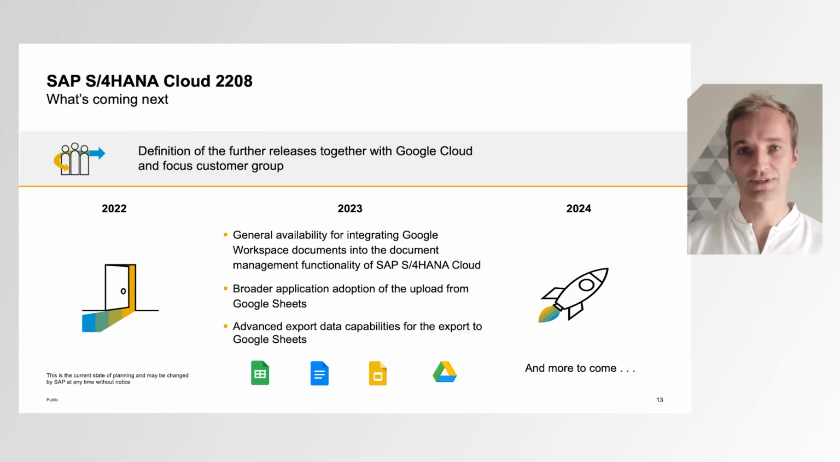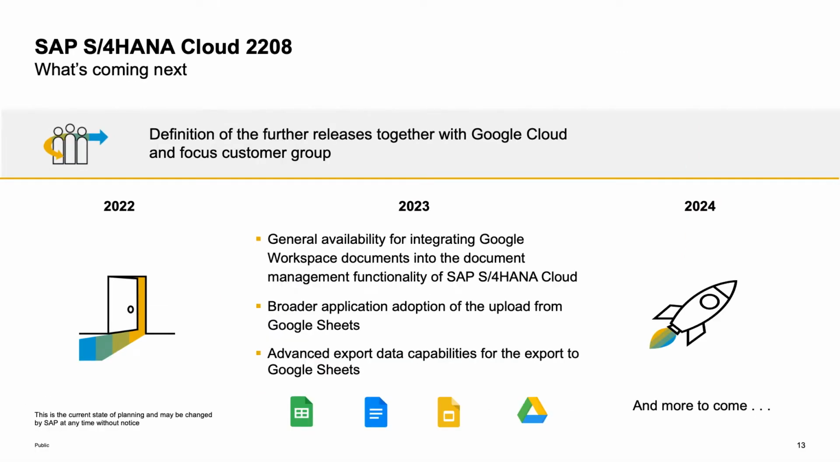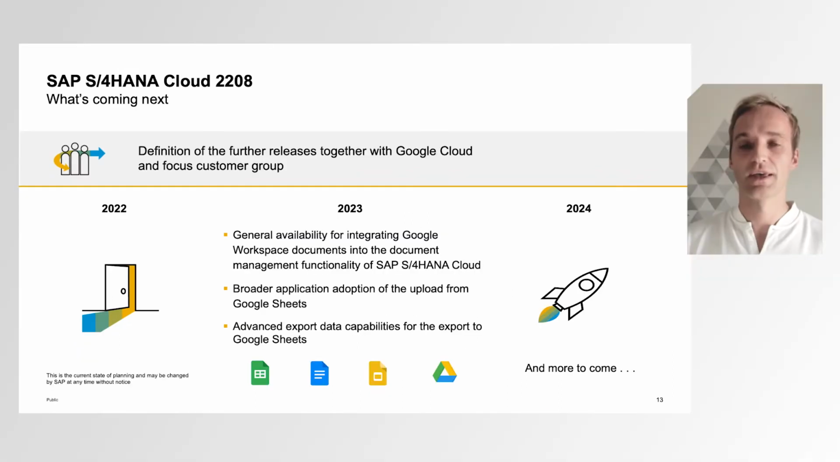We are working intensively together with Google Cloud to deliver the best possible integration. In 2023, we are focusing on the document management, enhancing our document management service with an integration with Google Workspace. To be able to link Google Workspace documents with SAP Business Objects to find and work Google Workspace documents directly from SAP S/4HANA applications. We will also deliver a broader application adoption of the import scenario and more capabilities for the table export.